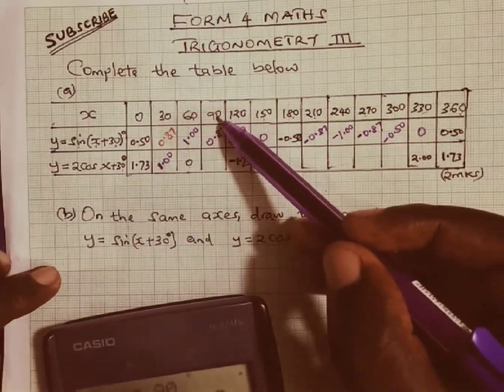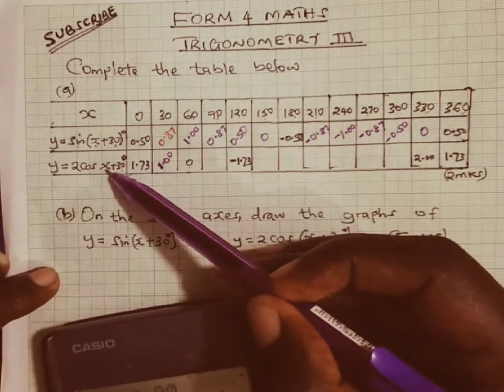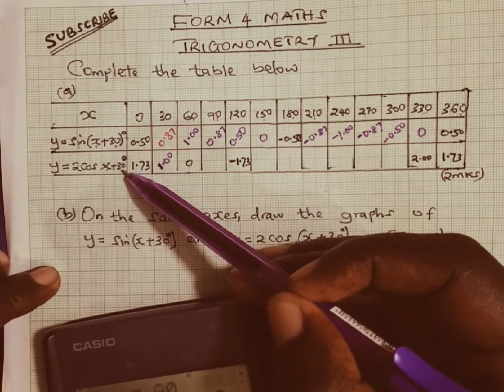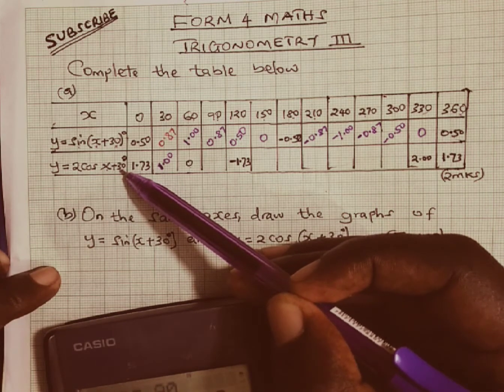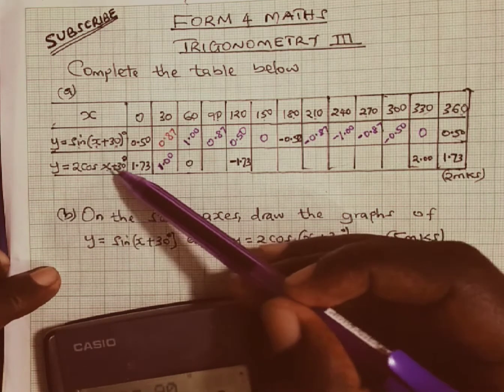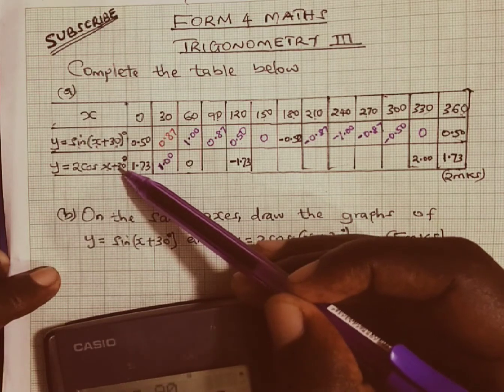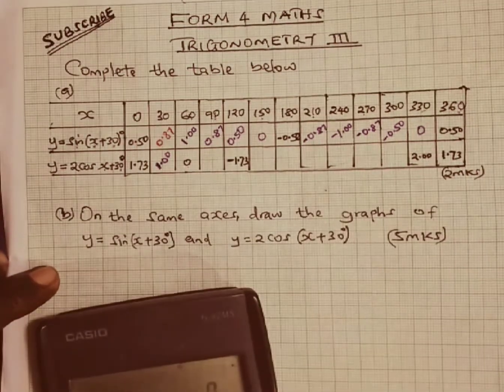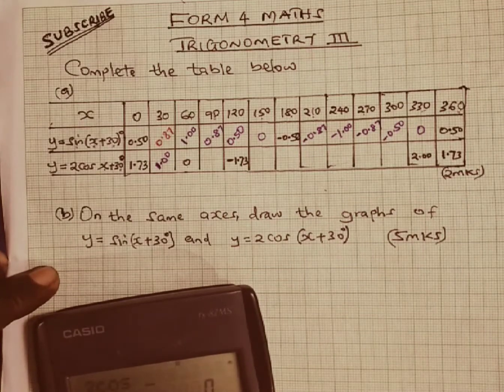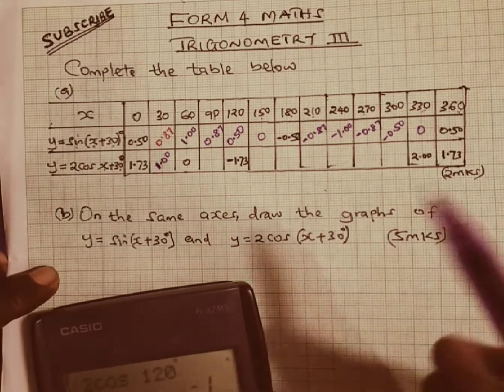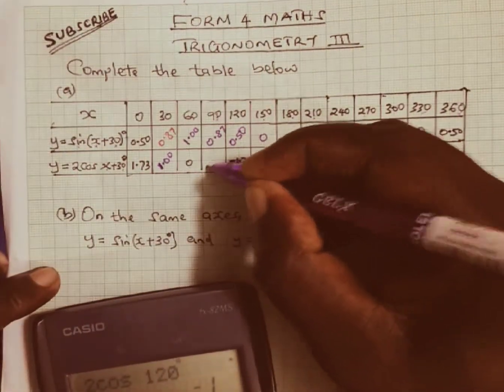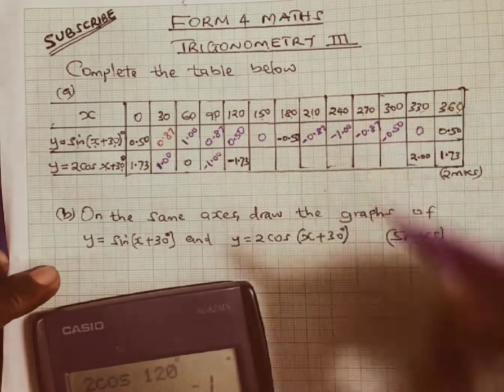And then we go to 90, so if x is 90 plus 30, you get 120, so you press 2 cos 120 or cos 120, whatever you get, you multiply by 2. So we are going to have twice cos 120, and that gives us negative 1.00.